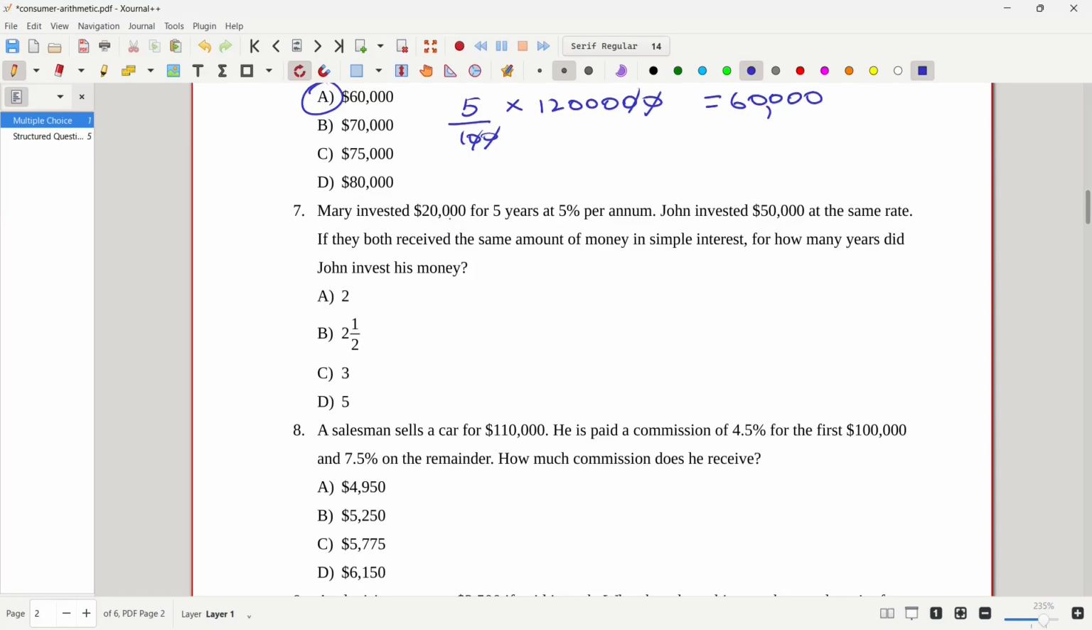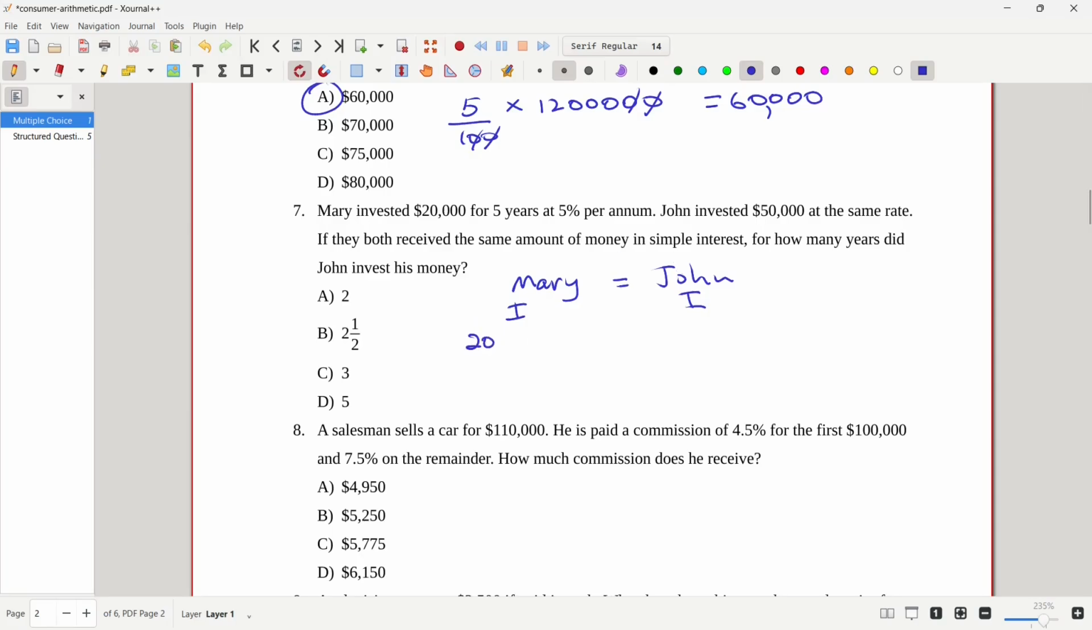Mary invested 20,000 for 5 years at 5% per annum. John invested 50,000 on the same rate. If they both received the same amount of money in simple interest, how many years did John invest for? Okay, well, then that's simple to do. We're using the same principal by rate by time formula. So we're going to say principal for, well, let's separate it into Mary and John. We know that the amount of interest that they get was equal. So I'm just going to say Mary I and John I, so it represents their interest.